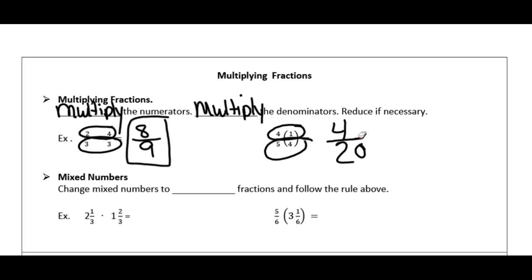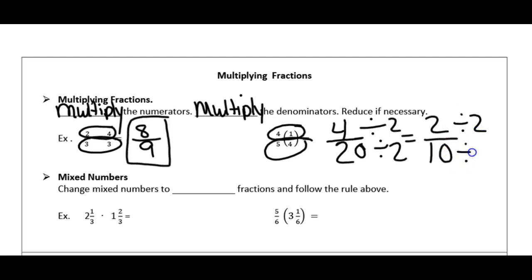Now, is there a number that could go into both 4 and 20? Well, there is. A lot of you will say 2, so I can divide both of them by 2. And then I have 2 over 10. Now I don't stop. I check again. Is there something that will go into both 2 and 10? And there is. I could have divided these both by 2. And then that would give me 1/5. When I get 1/5, there's nothing that will go into both 1 and 5.